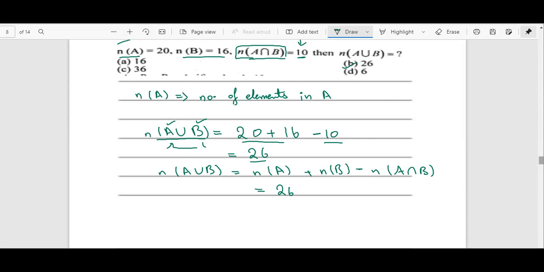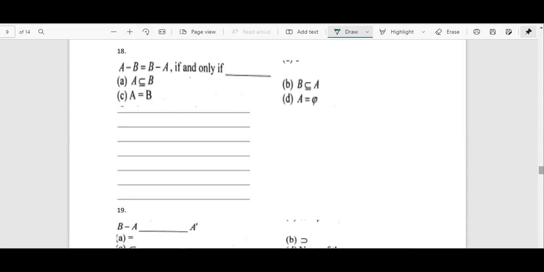Let's talk about the 18th question now. Okay. So the 18th question says A minus B equals B minus A if and only if. Okay. Now we have two sets here, and they are saying that A minus B is equal to B minus A. Now that is only possible if A and B are equal, right? Because let's consider option A.